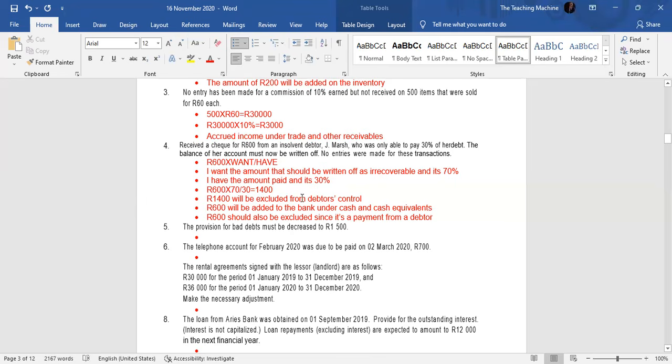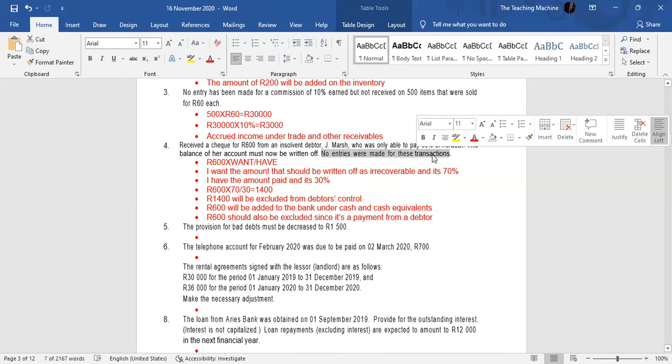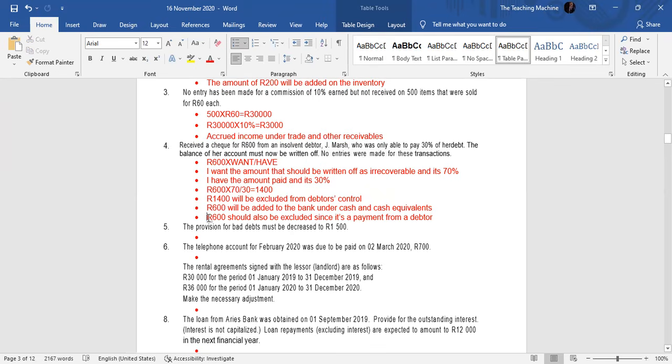Now, 1,400 will be excluded from the debtors control because we're not going to receive this amount. It should be written off as irrecoverable. It's a loss. 600 will be added to the bank account because of this information. No entries were made for these transactions. Now we need to take this check and deposit it to the bank account, hence we're going to add it under cash and cash equivalents. Again, this 600 should also be excluded since it's a payment from a debtor.